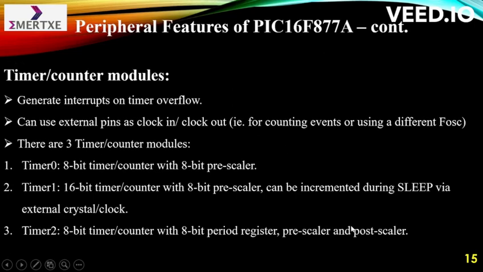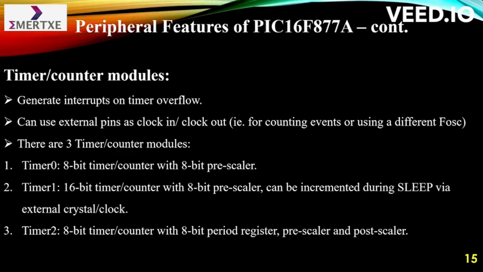Next, timers. In PIC 16F877A, we have three timer modules: timer 0, timer 1, and timer 2. Timer 0 and timer 2 are 8-bit timers, and timer 1 is a 16-bit timer with a prescaler, and it can be incremented during sleep via an external clock. Timer will generate an interrupt on timer overflow. It can use the external pins as clock inputs or clock outputs.